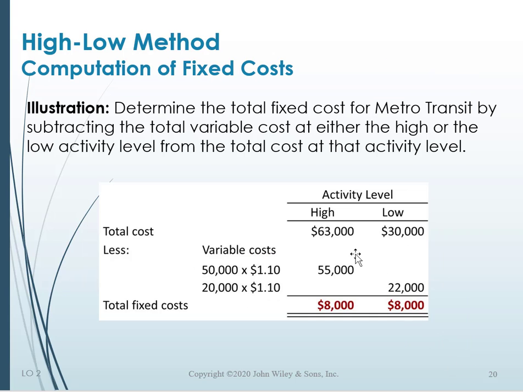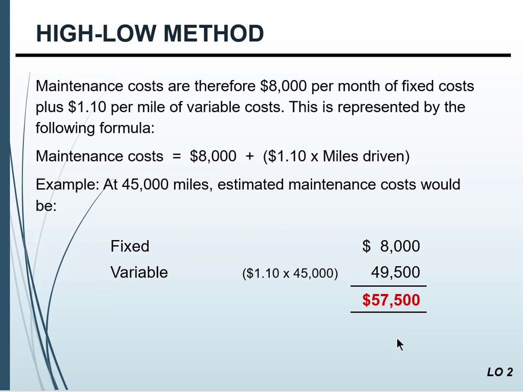So how would we figure out the fixed cost? Here we have our costs. At the high level, the total cost was 63,000. At the low level, the total cost was 30,000. So 50,000 units at $1.10 per unit is $55,000. 63,000 minus the 55,000 tells us that the total fixed costs were $8,000. At the low level, 20,000 miles at $1.10 is 22,000. 22 from 30, we're still at 8,000. So this method allows us to extract the variable cost per unit and the total fixed cost.